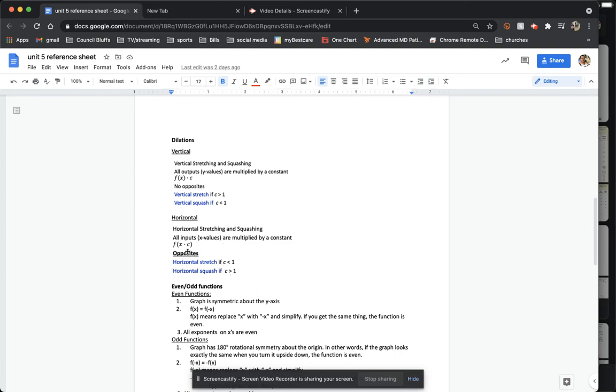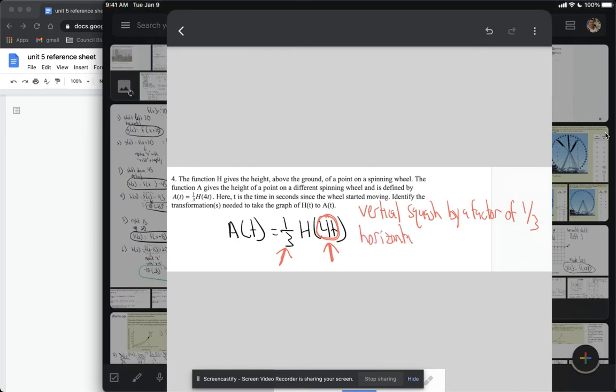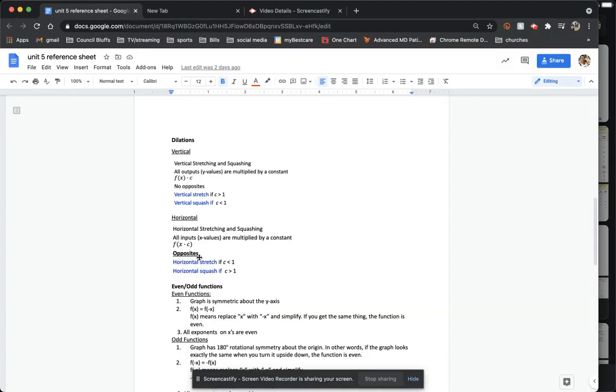Okay. So we're multiplying by 4 inside the parentheses. According to my notes, since 4 is greater than 1, this is a horizontal squash. And because it's horizontal, we have to do the opposite. So the opposite of multiplying by 4 is multiplying by 1/4. So this will be a horizontal squash by a factor of 1/4.